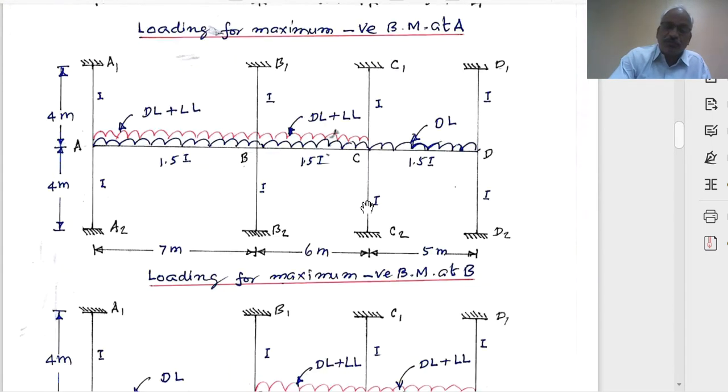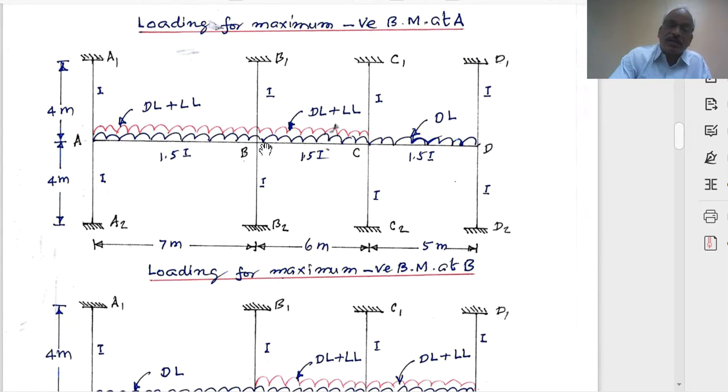Similarly, suppose you want to analyze the negative moment at joint B, at column B. Here again, the adjacent spans are to be loaded with the live load. BA is an adjacent span, BC is also an adjacent span, so they will be loaded with the live load and the dead load. And for the next span, when we want joint B, we will take two spans on either side. So on the right hand side, we will consider BC and CD, but CD will be loaded only with the dead load.